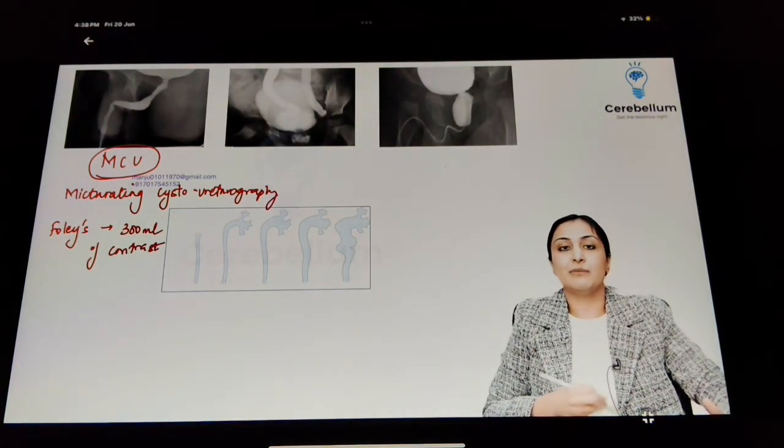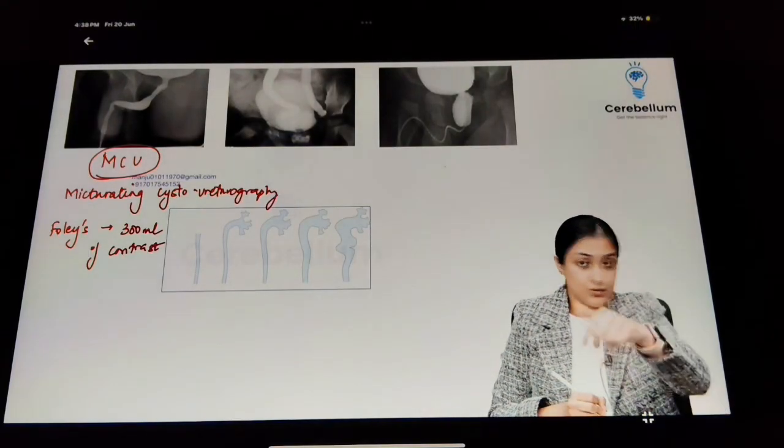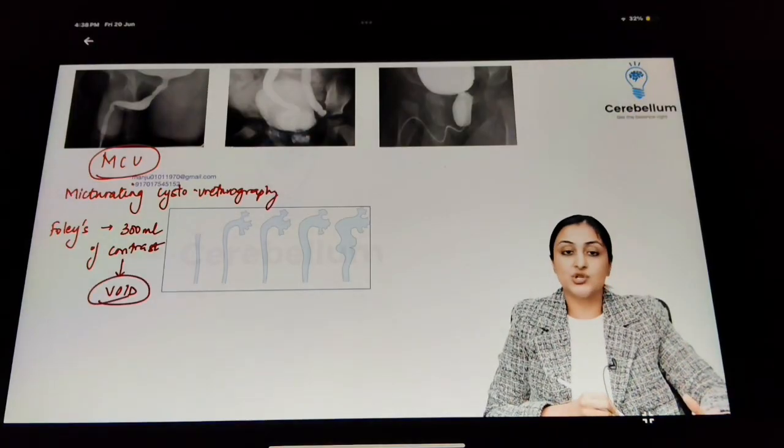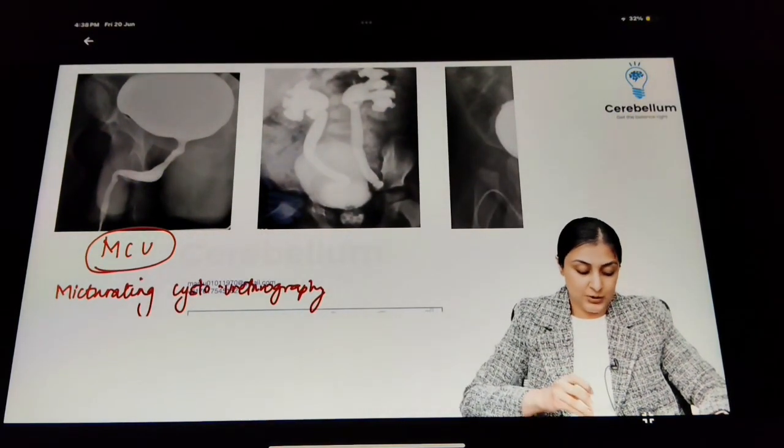Once you inject 300 to 400 ml, the patient is going to say that I'm having this sensation of fullness and I want to void. So now you remove the Foley's and you ask the patient to void. When the patient is voiding or micturating, that is when I take an X-ray. So when you take an X-ray while the patient micturates, you're going to see something like this.